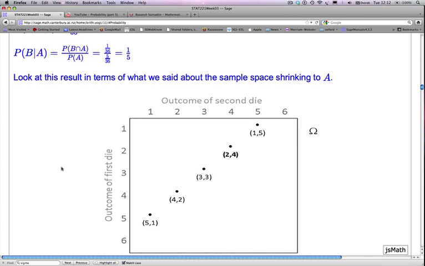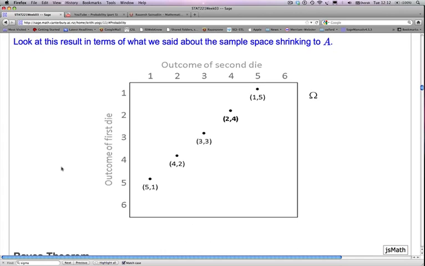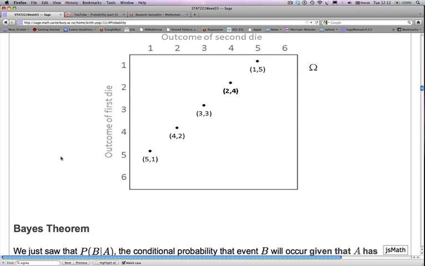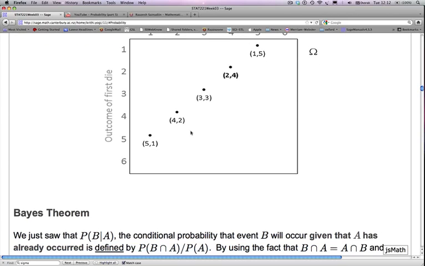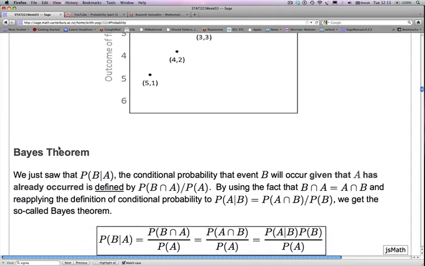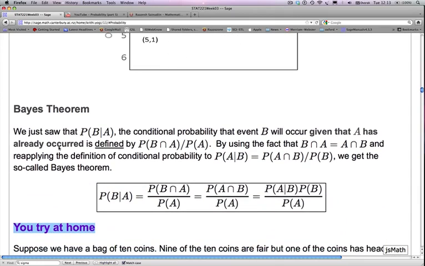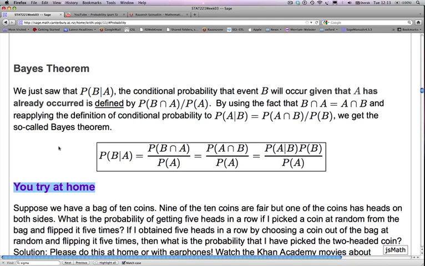So let's look at this result in terms of what we said about the sample space shrinking to A. That's what's happening. This is A. The sample space with all those 36 possibilities has now shrunk to A because A has happened. And then on top of that, this is the only thing that is in the intersection upstairs. So this is a good time to pause the video, and we'll move on to the next topic called Bayes' theorem.